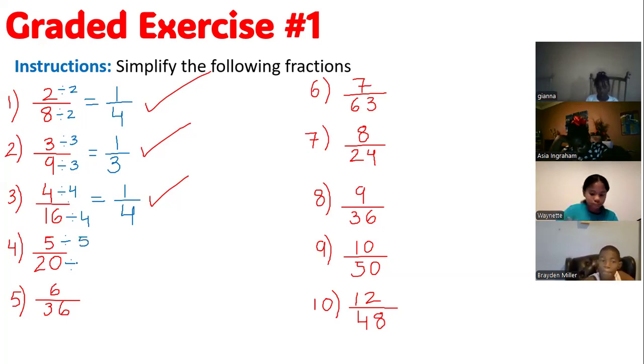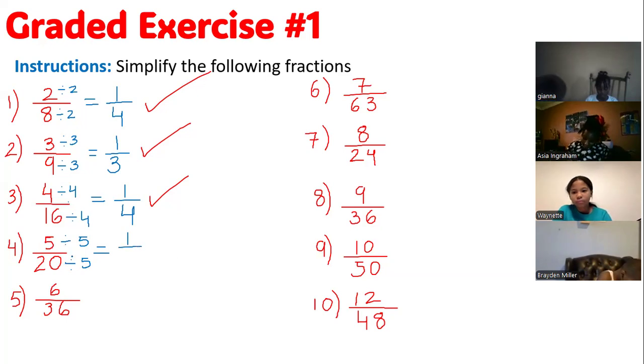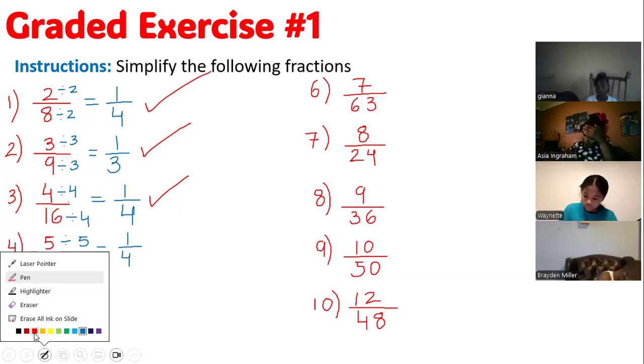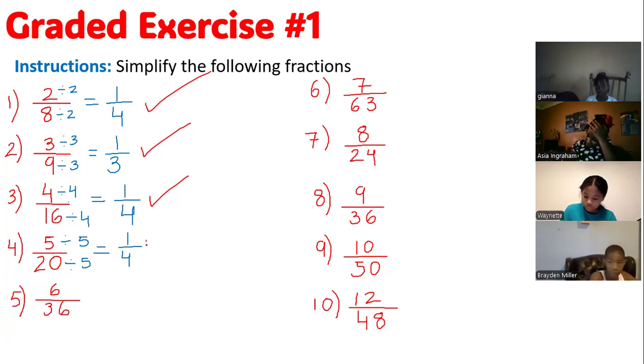So 5 divided by 5 is what? 1. And 20 divided by 5 is what? 4. So the answer here is what? 1 over 4. Very good. How many persons got this right? 1 over 4. Let me know if you got this right.